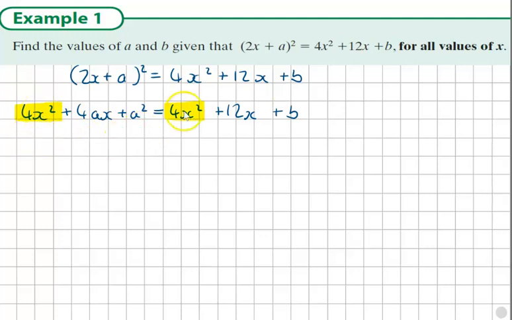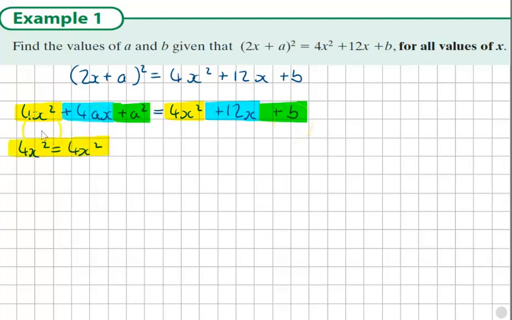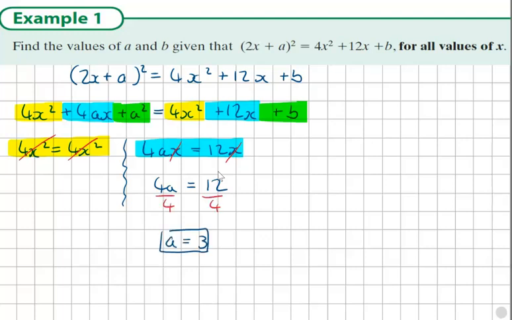So now we can put like to like. So 4x squared will match with 4x squared. The 4ax will match with 12x, and the a squared will match with b. So 4x squared equals 4x squared. Well, they'll just completely cancel out. Then we have 4ax equals 12x, so the x's will cancel. So 4a equals 12, and dividing across by 4, we get a is equal to 3.